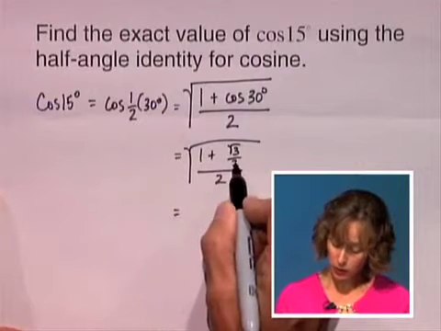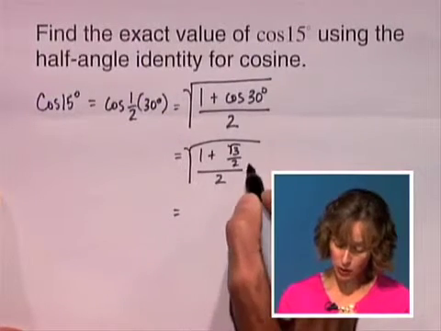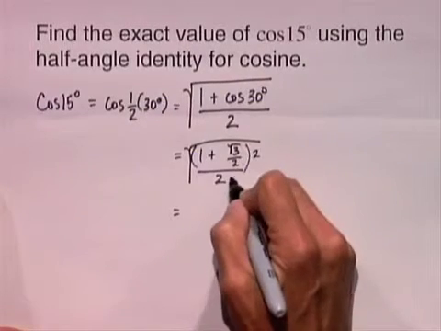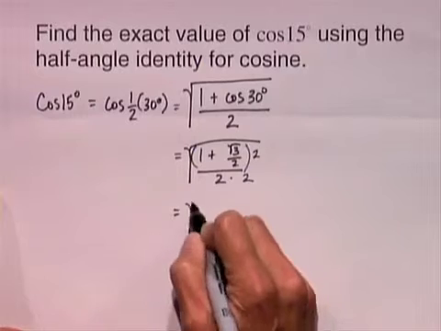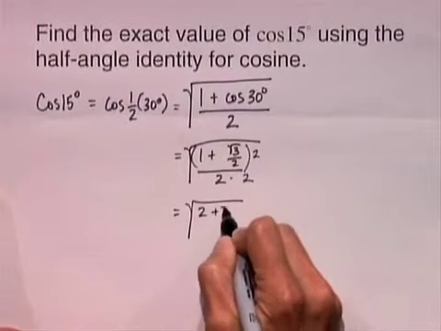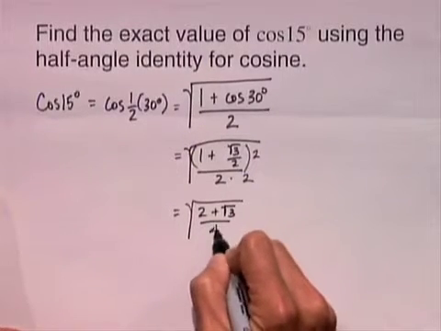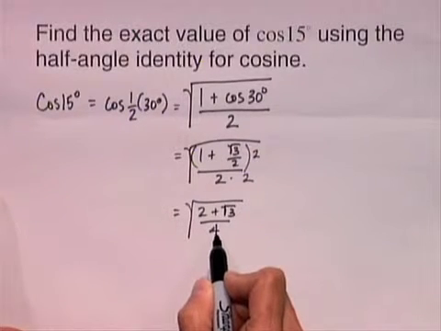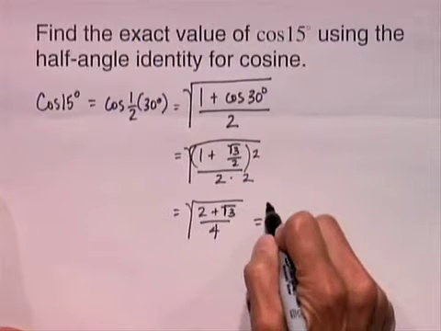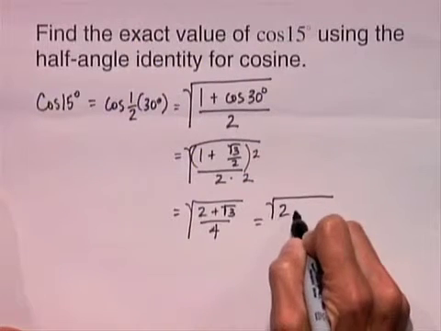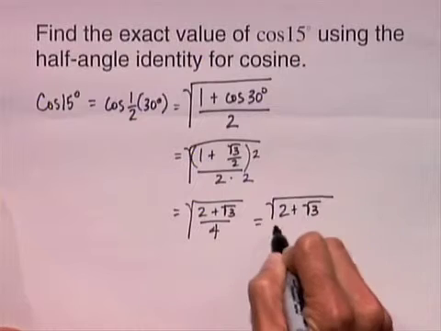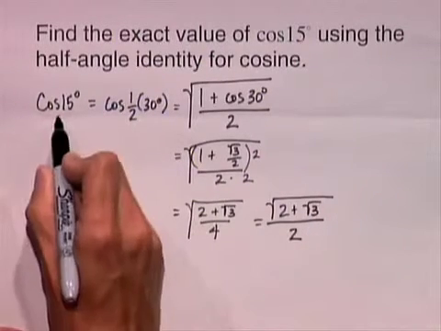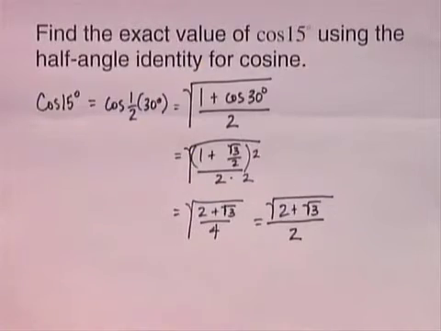Within the radical, I can multiply the numerator and denominator of the fraction in the radical by 2. So here's what I'm going to do. And so in the radical, I have 2 plus the square root of 3 over 4. Now the denominator, the 4, has a square root. Its square root is 2, but we'll leave the numerator as the square root of 2 plus the square root of 3. And this is the exact value of the cosine of 15 degrees.